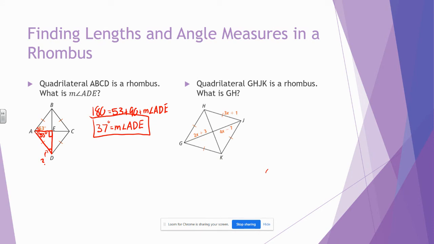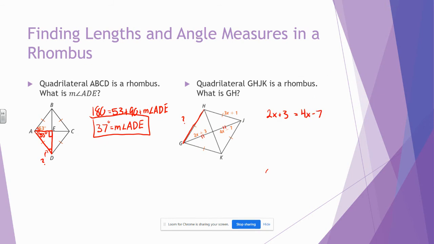I'll do one more with you, and then I'll give you a few to try on your own. We have quadrilateral GHJK. It's a rhombus, and we want to find GH. So that is our mystery side. We know here that the diagonals of a rhombus bisect each other. So we know that 2x plus 3 has to be equal to 4x minus 7.